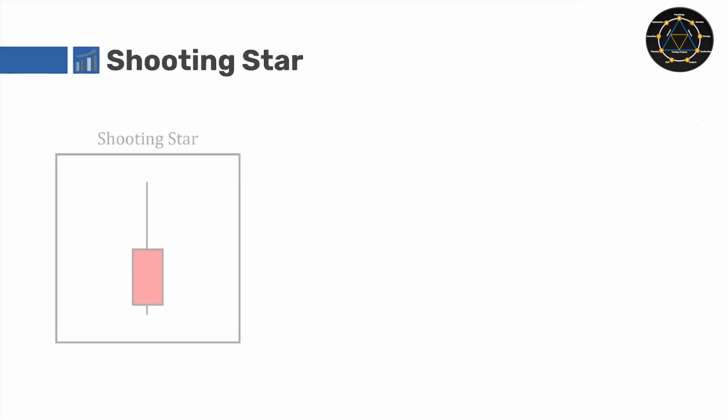So shooting star is the opposite of the hammer. So quite a large wick to the upside, but closing really quite bearish, either with no wick at all to the downside, or a small wick. So a very bearish candle.